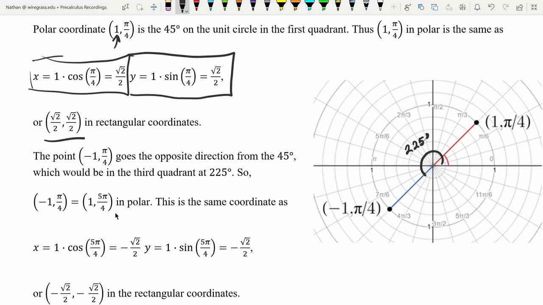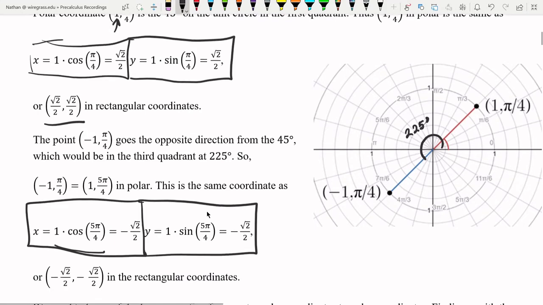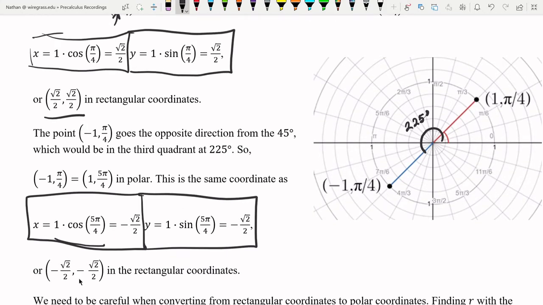Or 5 pi over 4. It's the same thing. And if you plug this into the conversion back to the rectangular coordinates, we're going to get 1 times cosine 5 pi over 4. That's going to give you negative root 2 over 2 for x. And then 1 times sine 5 pi over 4. That's going to give you also the negative version of root 2 over 2. So this is equal to negative root 2 over 2, negative root 2 over 2. These are the same coordinates in rectangular and polar coordinates.